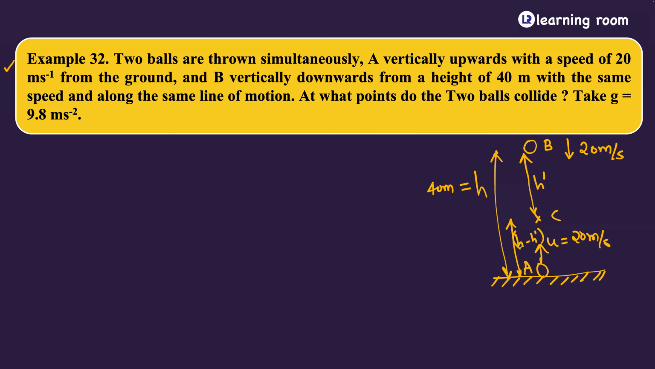Right. So one thing that we need to understand is the time taken by the object B to travel distance h dash and the time taken by the object A to travel the distance of h minus h dash is the same. Because they both need to collide, it should happen at the same instant. Right. So time taken for upward and downward journey is the same.